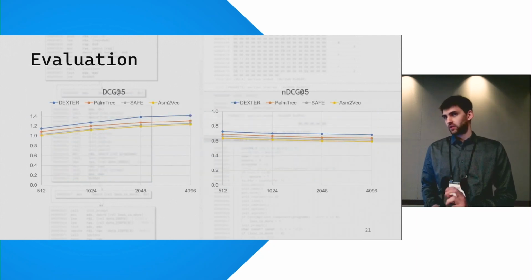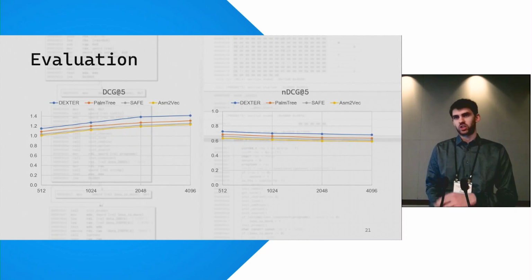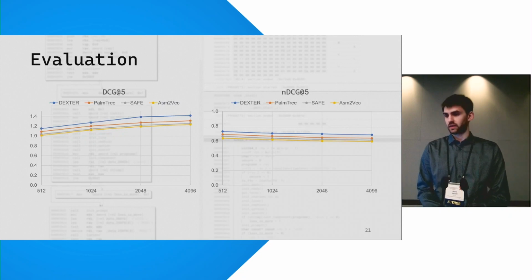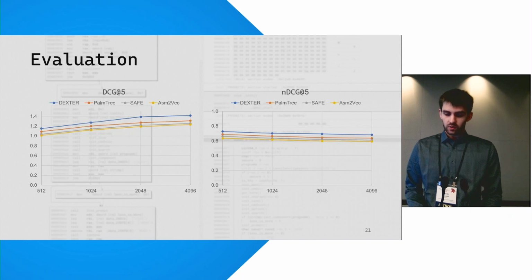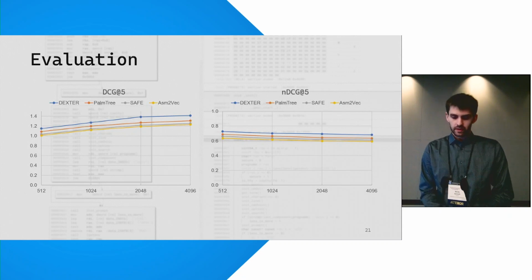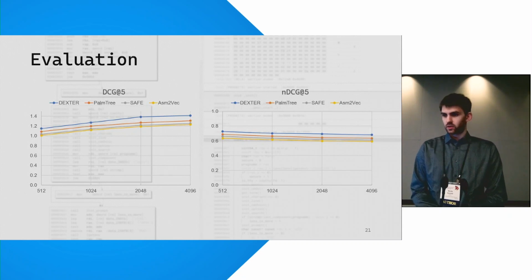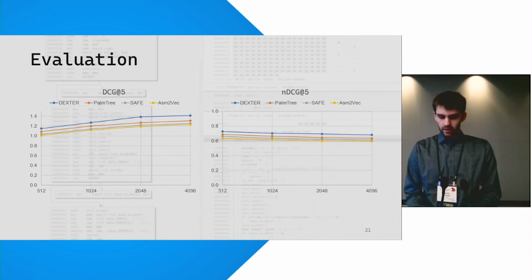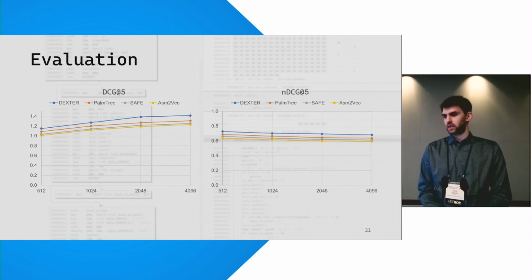So the very nice thing about our XFL pipeline is that we can actually change our embedding. Thus, we were comparing against 3 other state-of-the-art embeddings, PalmTree, SAFE, and Asm2Vec, and also on different label space sizes, which you can see on the x-axis. We are displaying the information retrieval metrics, and while the 3 other embeddings provide good results, Dexter still outperforms the others by a significant margin. And with an increasing label space, the NDCG here goes down because of the normalization step that is included.